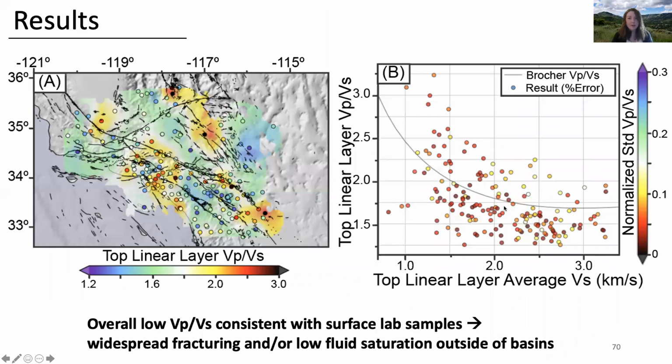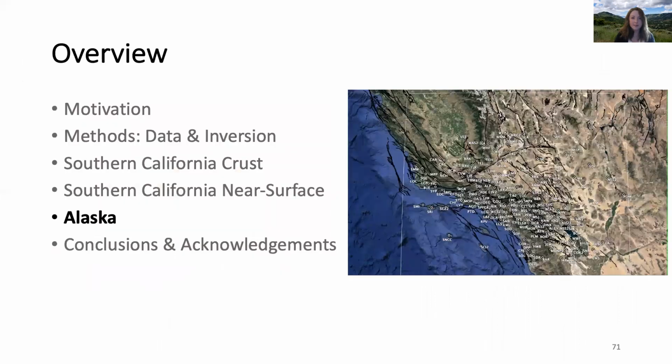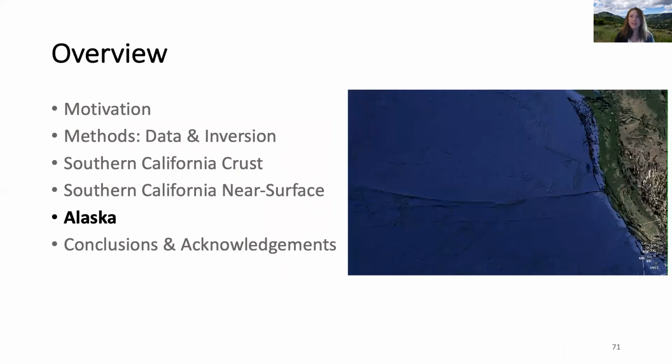When comparing the top layer average VS to the expected empirical result by Brocher 2005 for the VP/VS ratio versus our result, we see overall lower than expected VP/VS ratios, which suggest widespread fracturing and/or low fluid saturation outside of the basins. This is consistent with lab studies where prominently low measurements were found from greater than 45% of surface samples published in Zaitsev et al. in 2017. Next, we move from Southern California up the west coast to Alaska.